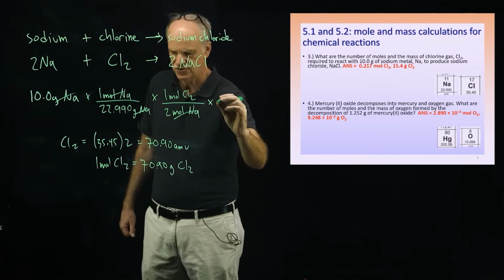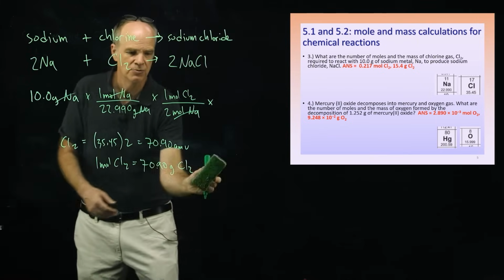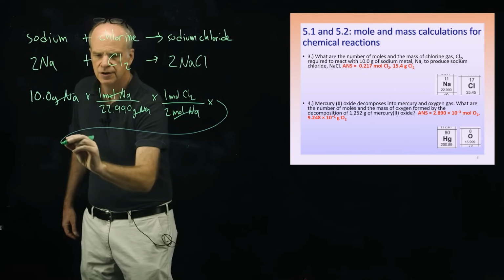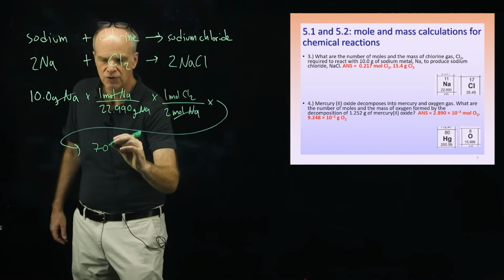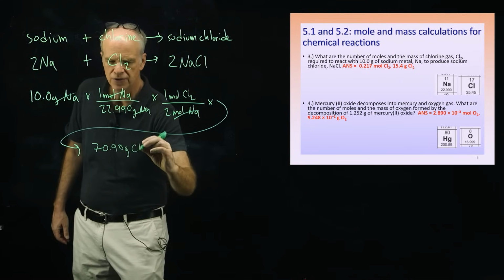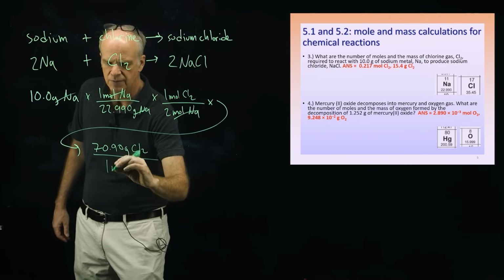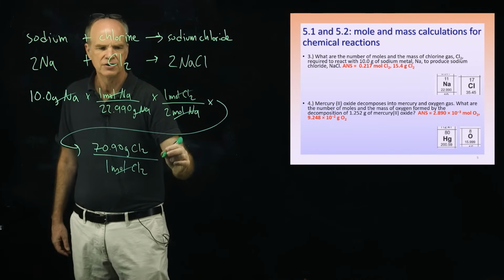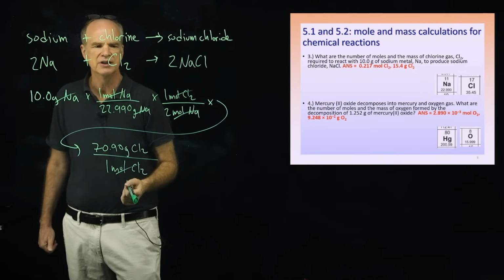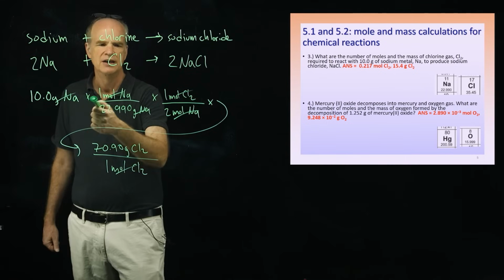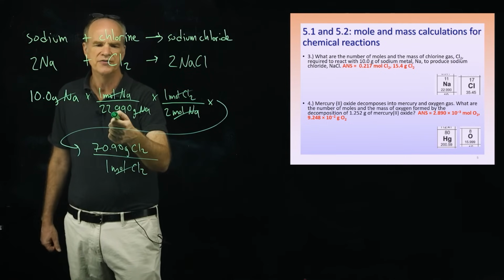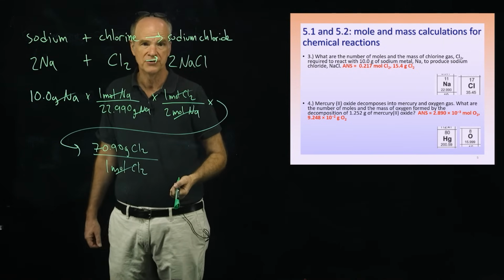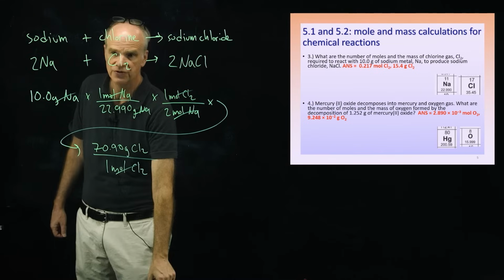So let me actually erase that to give myself a little bit more room. Okay, so we'll just move it down here. So we have 70.90 grams of chlorine over 1 mole of chlorine. And it looks like the moles of chlorine cancel, and so we get an answer in grams chlorine. So you should be able to take 10 times 70.90 divided by 22.99 divided by 2, and I'm hoping you'll get 15.4 grams of chlorine. So that should work out. Okay, let's move on to the next problem.